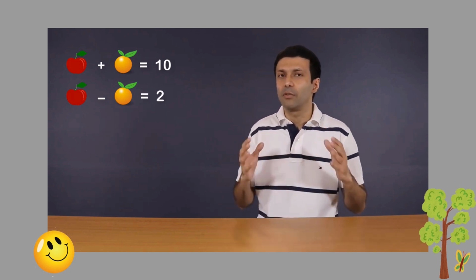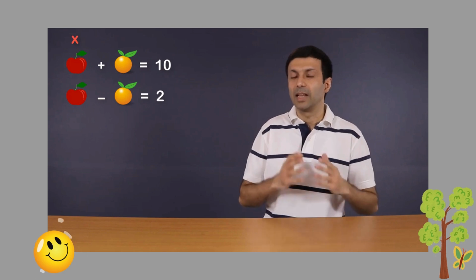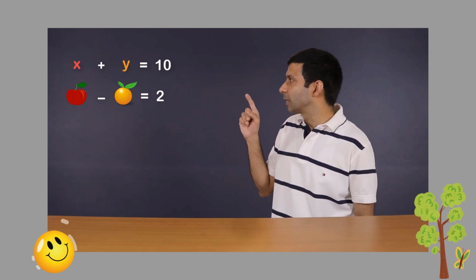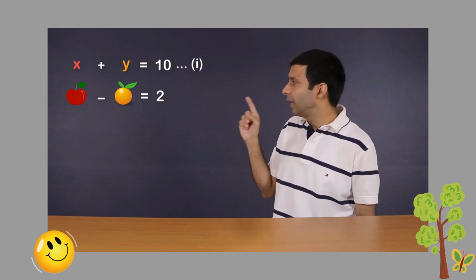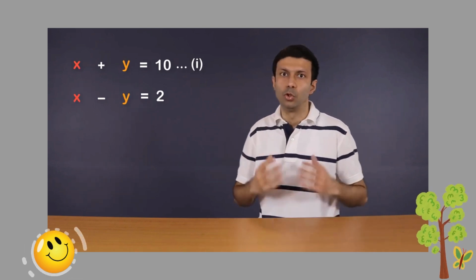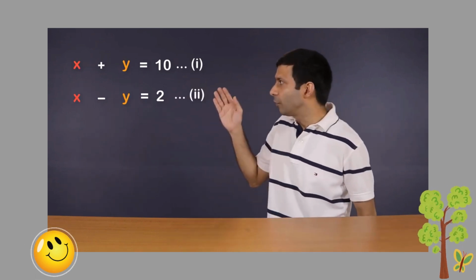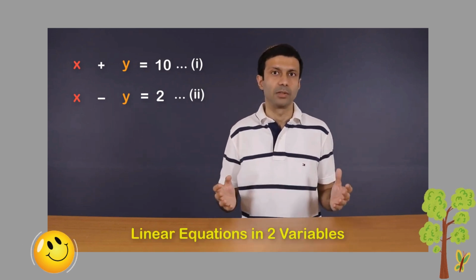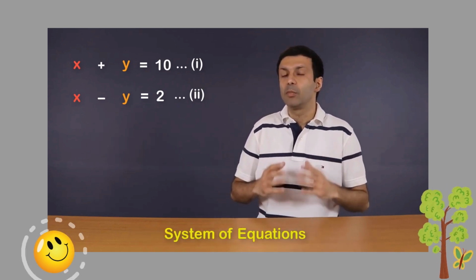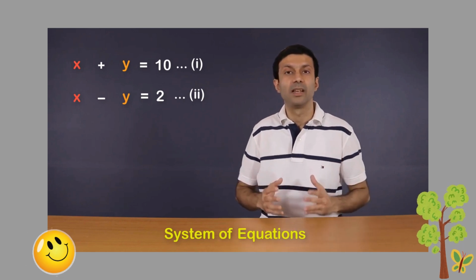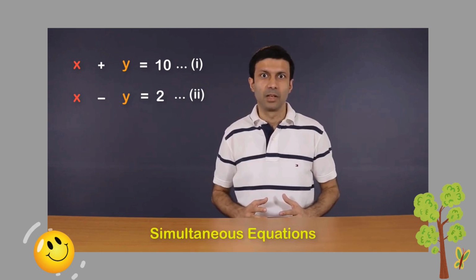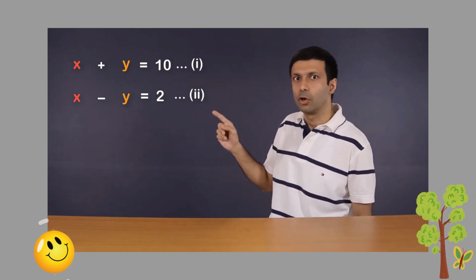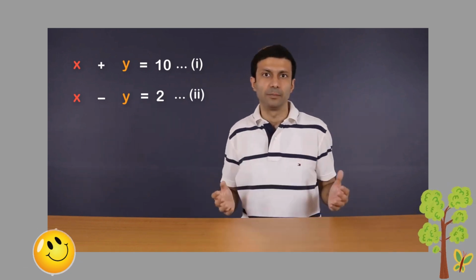Now if we denote the number of apples as x and the number of oranges as y, our equations are going to become x + y = 10 and x - y = 2. Now this pair of equations that we have here are called linear equations in two variables, or simply a system of equations, also known as simultaneous equations. So we have 2 equations here and 2 variables, or 2 unknowns, x and y.